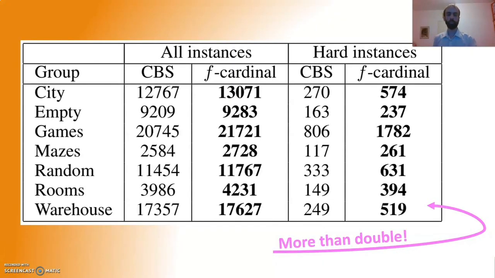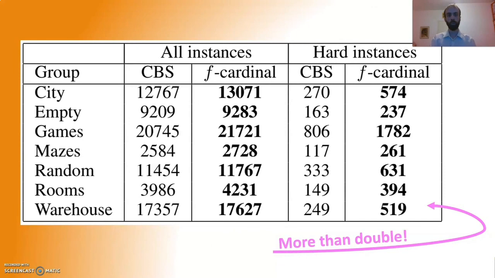We experimented with 2 versions of CBS. The basic version was a modern implementation of CBS that prioritizes G cardinal conflicts, and our new version was the same implementation that now also prioritizes F cardinal conflicts before G cardinal conflicts. As we can see, on the standard benchmark, for every type of map, more instances were solved by the algorithm that also prioritized F cardinal conflicts. Hard instances were instances that required more than half the time limit to solve. And for those hard instances, F cardinal conflicts are even more important. As you can see, almost twice the number of agents for every type of map was solved by the algorithm that prioritized F cardinal conflicts.